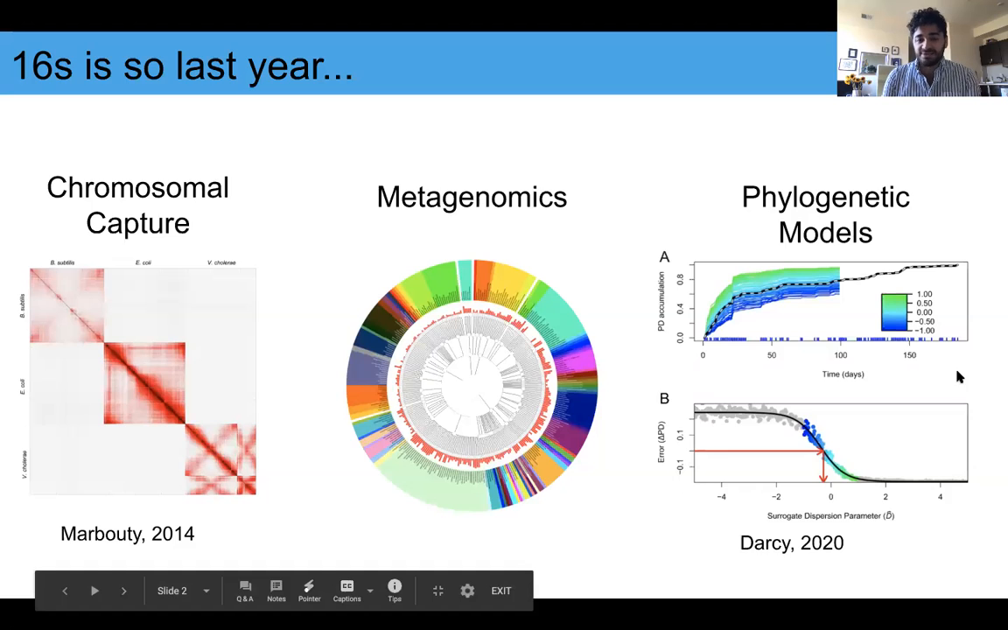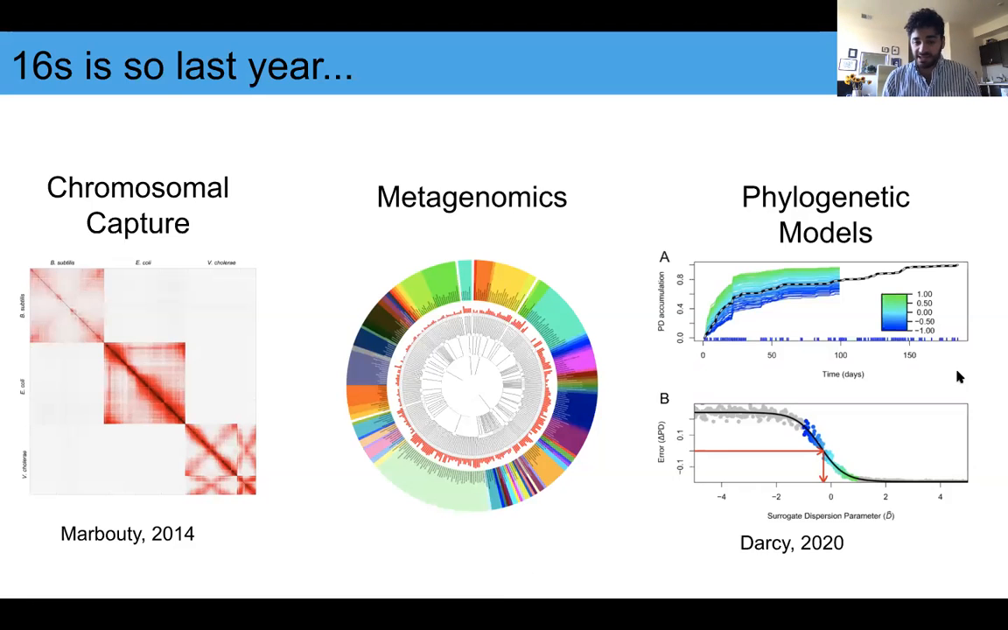So 16S studies are very, very helpful. They're cheap, they're easy to do, but they miss a lot of biodiversity. A lot of new methods have come out recently. Specifically, we can look at the three-dimensional configuration of chromosomes and be able to look at the rare biosphere. Furthermore, we're also able to use metagenomics to disassemble and look at the functional and taxonomic diversity of these microorganisms.